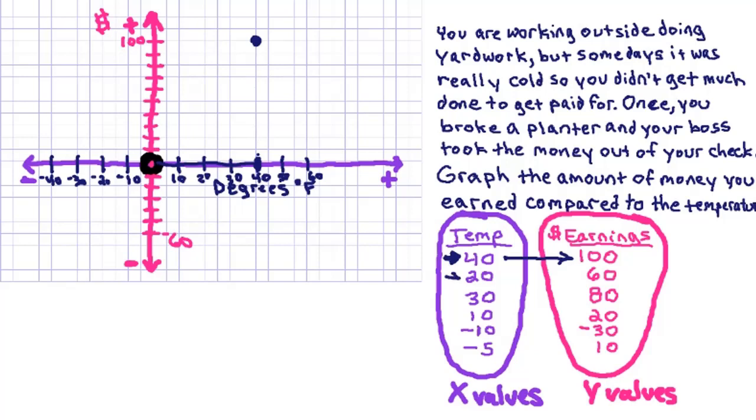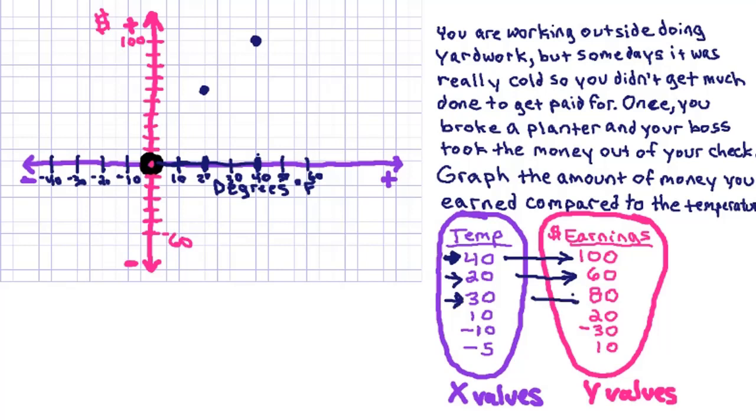Now the next time you went into work, it was only 20 degrees out, so that's kind of cold. So you didn't get as much work done because you were too cold and you moved a little bit more slowly. So you only made $60 that day. So on the x-axis, we're going to go out to 20 degrees Fahrenheit, which is right here, and you earned $60 that day. So 10, 20, 30, 40, 50, $60. Now the next time you went to work, it warmed up a little bit. It was 30 degrees out, which still isn't all that warm, but it's warmer than 20.